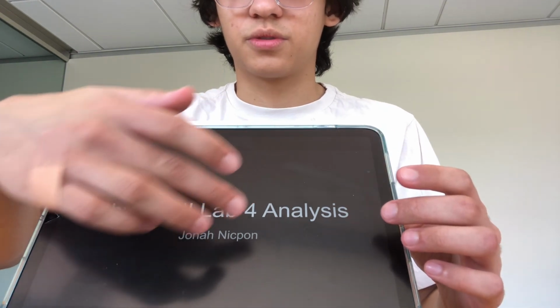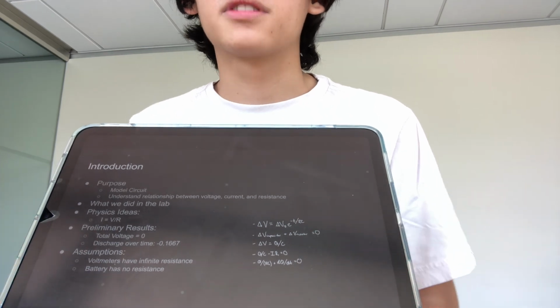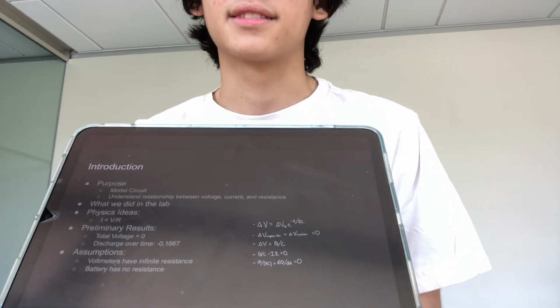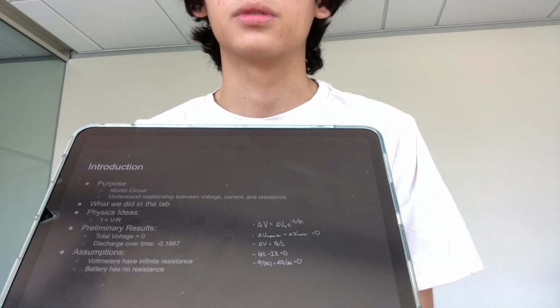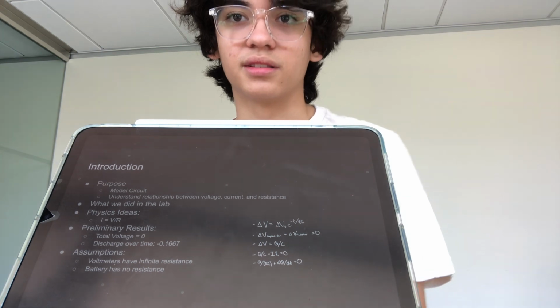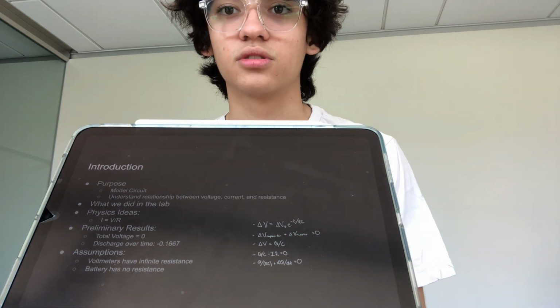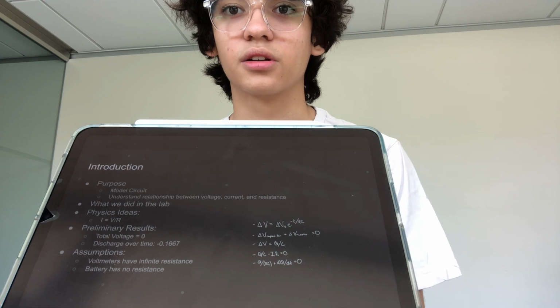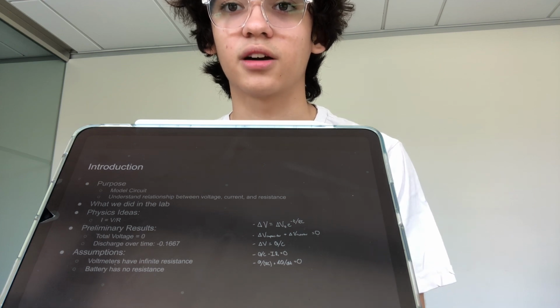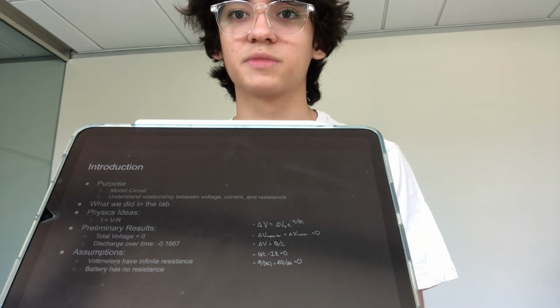Introduction. The purpose of the lab was to model circuits and understand the relationship between voltage, current, and resistance. What we did in the lab was use the online simulator to create a closed circuit and calculate the voltage at different points under different circumstances.